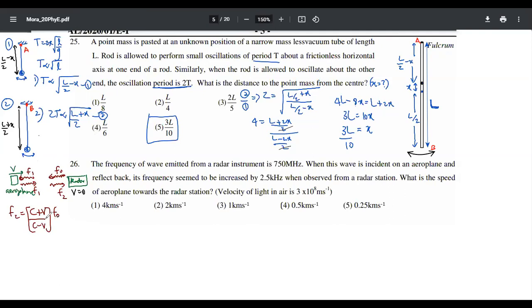If you can remember this, you can do your MCQs quite conveniently. f2 is the reflected sound reaching the radar. How many of you can remember this equation? Put your hands up.